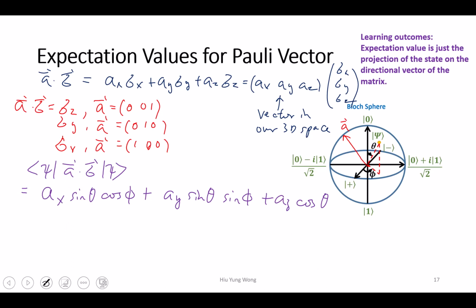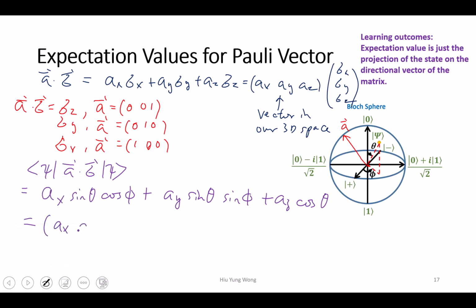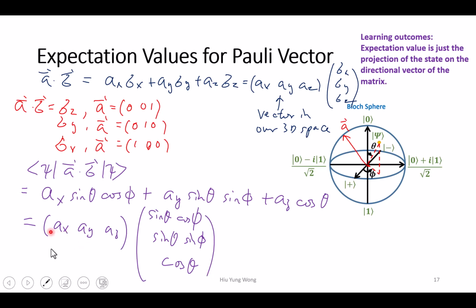Now, if I try to recognize this as, again, a dot product, this is what? AX, AY, AZ times sine theta cosine phi, sine theta sine phi, and cosine theta. Here is just a matrix multiplication, right? AX times this, plus AY times this, plus AZ times this, that is what I get.